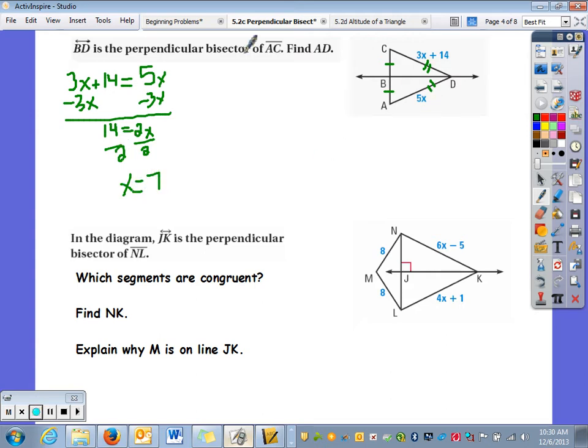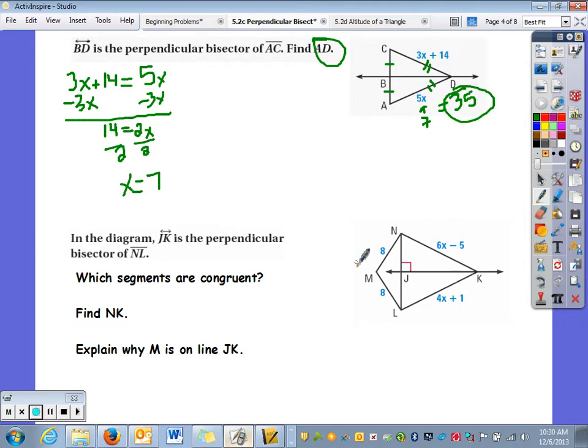Alright, so x is 7, but that doesn't really answer the question because I need to find the length of AD. The length of AD is 5x, so instead of x, I'm going to plug in our 7. So it's 5 times 7, which is 35. That is my answer.